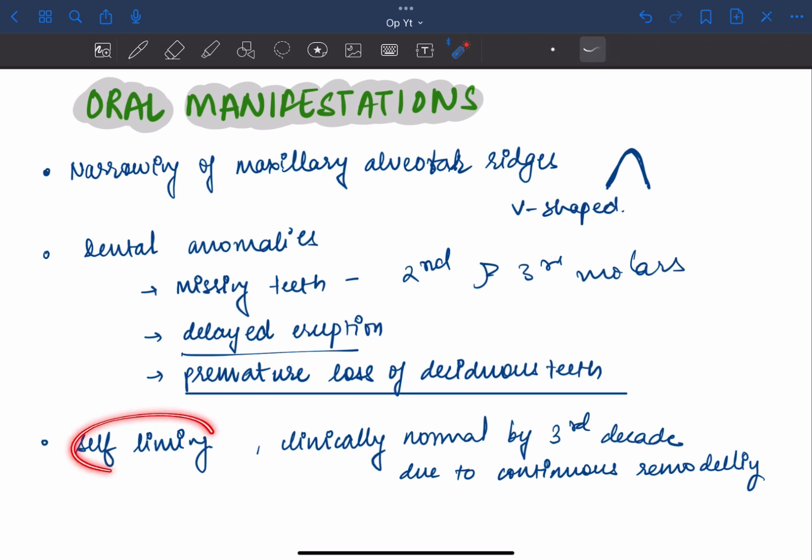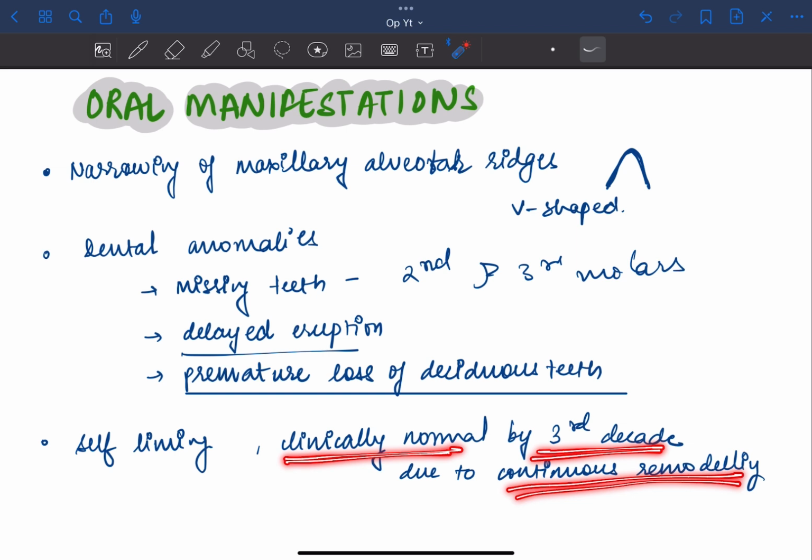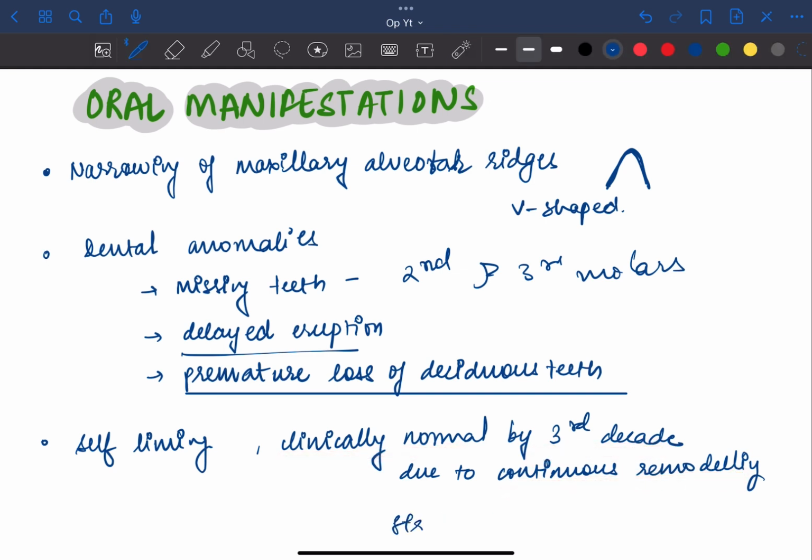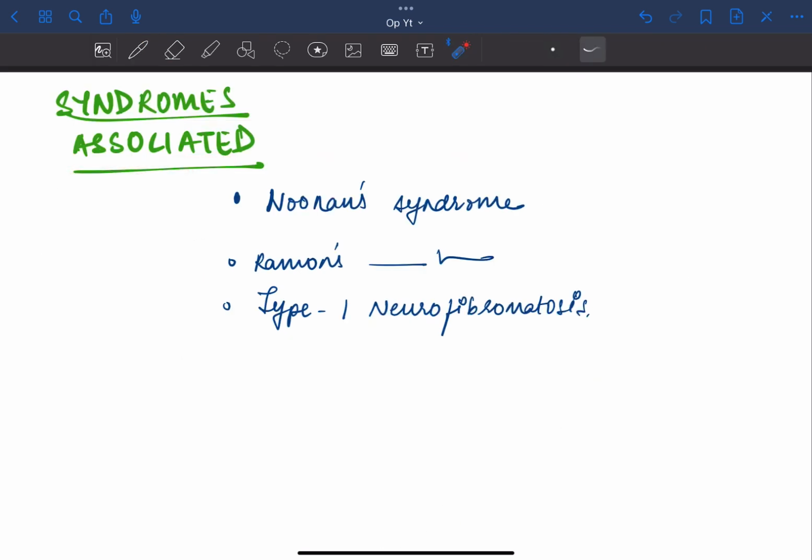The disease is self-limiting, as we saw that it stops growing after the age of 14 years. And the patient is clinically normal by the third decade of life due to the continuous remodeling of bone. The bone continuously undergoes resorption and deposition, and the bone and the facial structure regain their normal structure. Why all this is happening, we will understand when we study the radiographic features. There are some associated syndromes. We just have to remember the names: Noonan syndrome, Ramon syndrome, and type 1 neurofibromatosis.